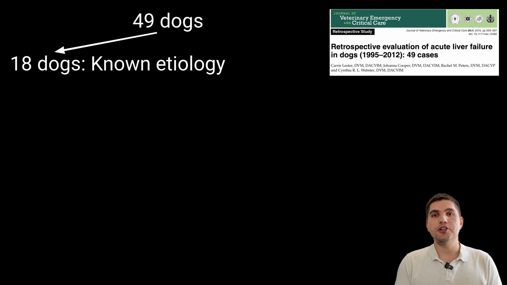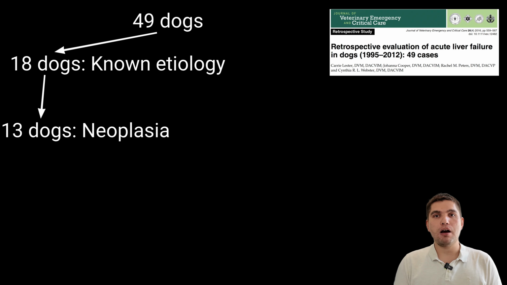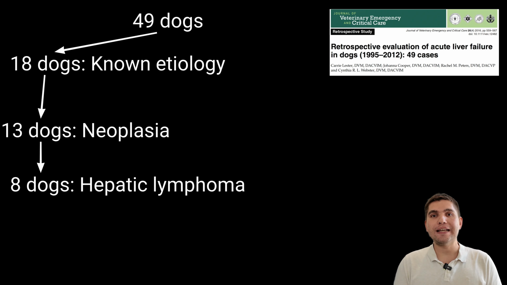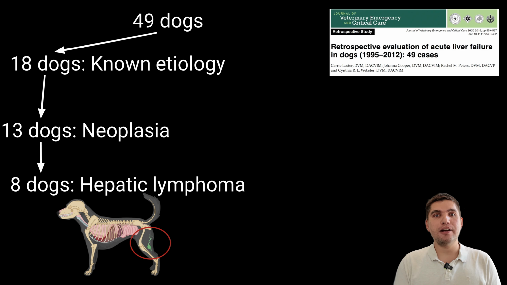In dogs, the Lester 2016 study found that an etiology could be determined in about one third of cases. The most common cause was neoplasia, diagnosed in 13 dogs, including 8 with hepatic lymphoma, 2 with undifferentiated round cell tumors, and others with mast cell tumors, epithelial carcinoma, or metastatic disease. Interestingly, lymphoma was diagnosed in 2 dogs from aspirates of grossly normal popliteal lymph nodes.